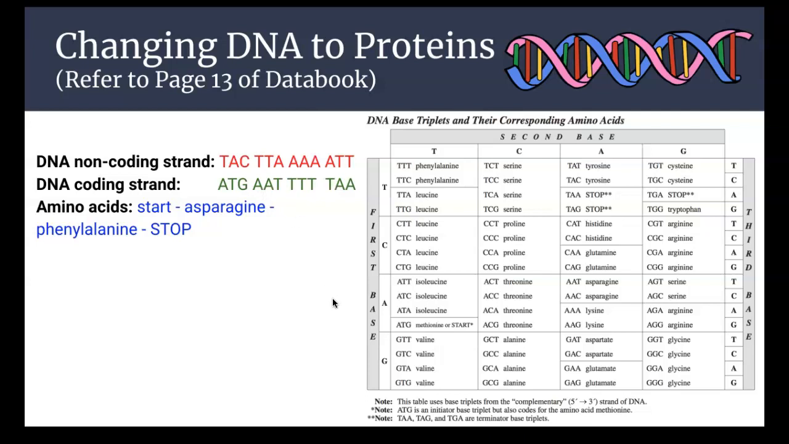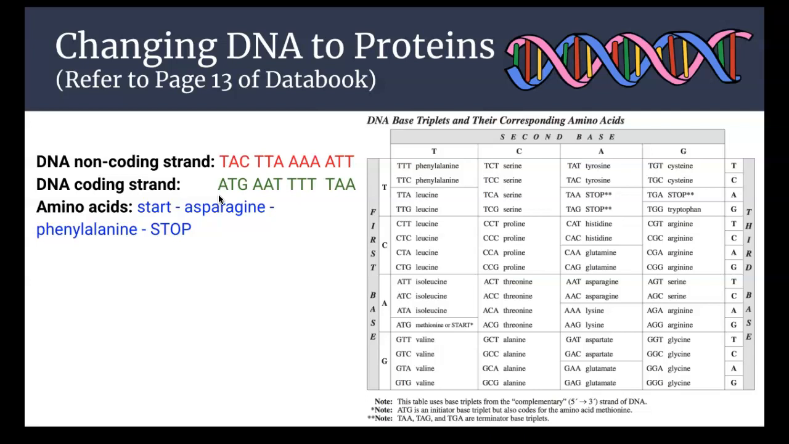AAT. So we have AAT as asparagine. And then TTT is phenylalanine, so that's why I put phenylalanine, and then TAA is a stop. So those are the amino acids that go with the coding strand. Make sure you're always using the coding strand, because if you use the non-coding strand, you would get 4 different amino acids, and you would get the question wrong. So always use the coding strand of DNA.